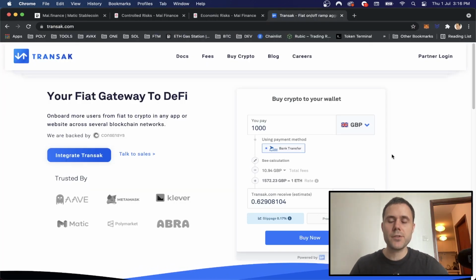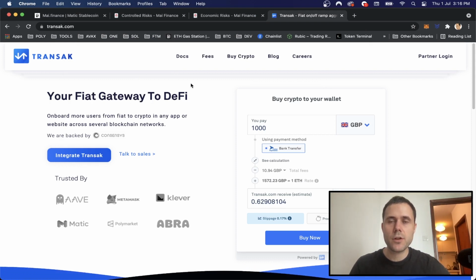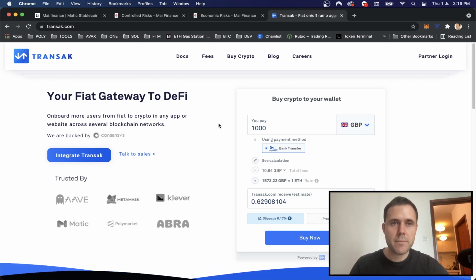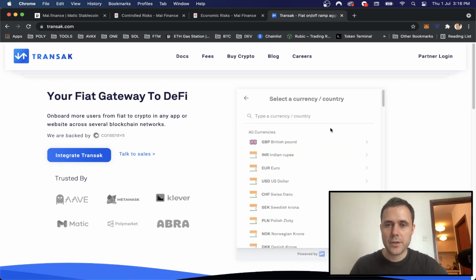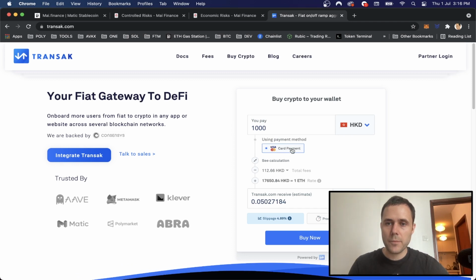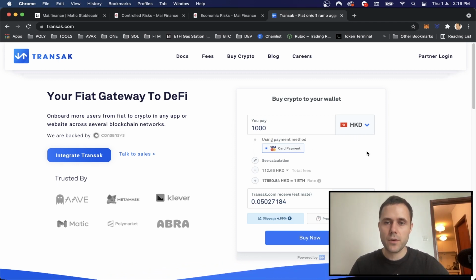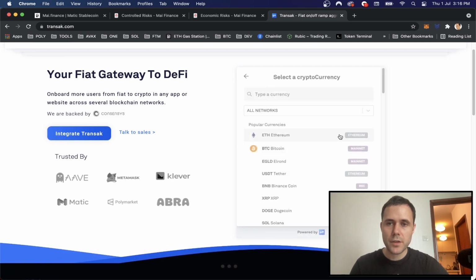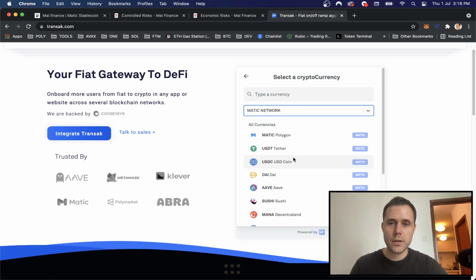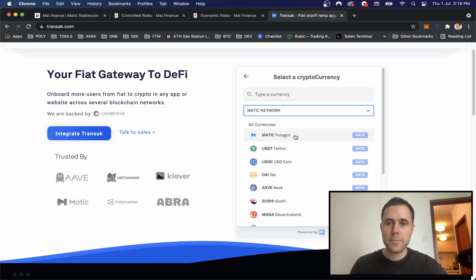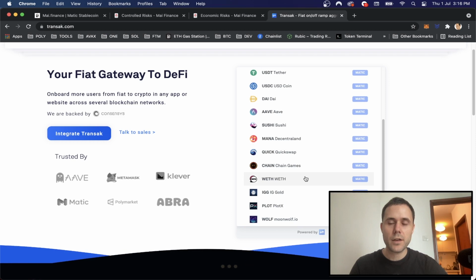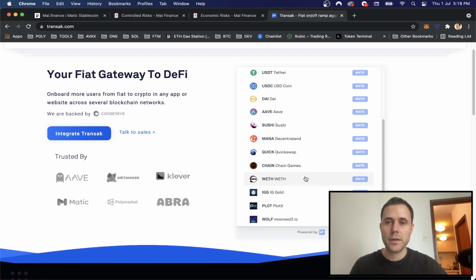Okay, perhaps an easier way to do it just directly is to come to transak.com. As always, I'll leave the links in the description. Here you can choose your currency. Let's try Hong Kong dollar. We can use card payment here, but other countries have different options. Then if we choose the currency here, we can choose by network, which is great. They're hosting a whole bunch here. Go to Matic network. You can choose all of these tokens which are on the Matic network. Unfortunately, they don't have Chi or Mai yet, so hopefully we will get that on there soon.